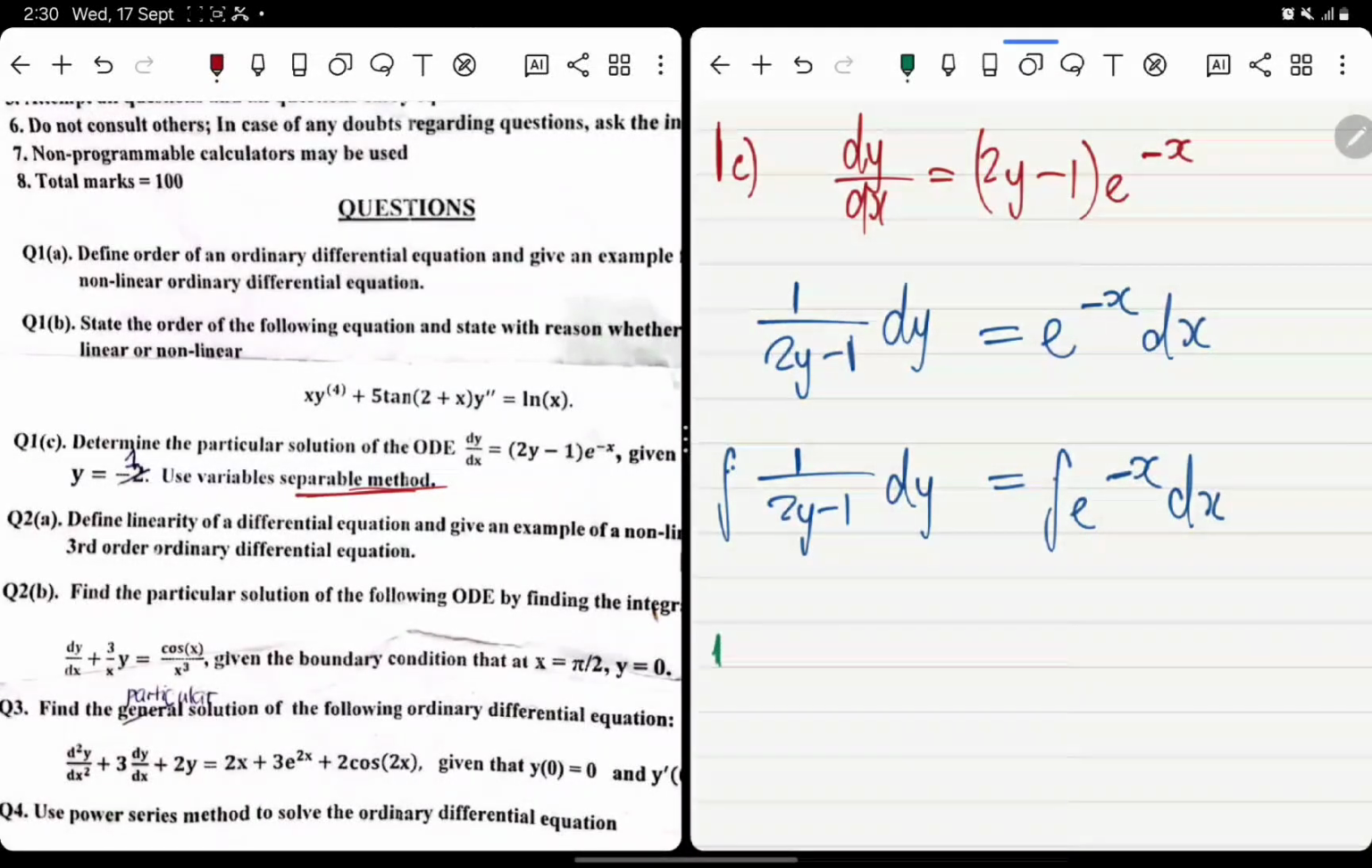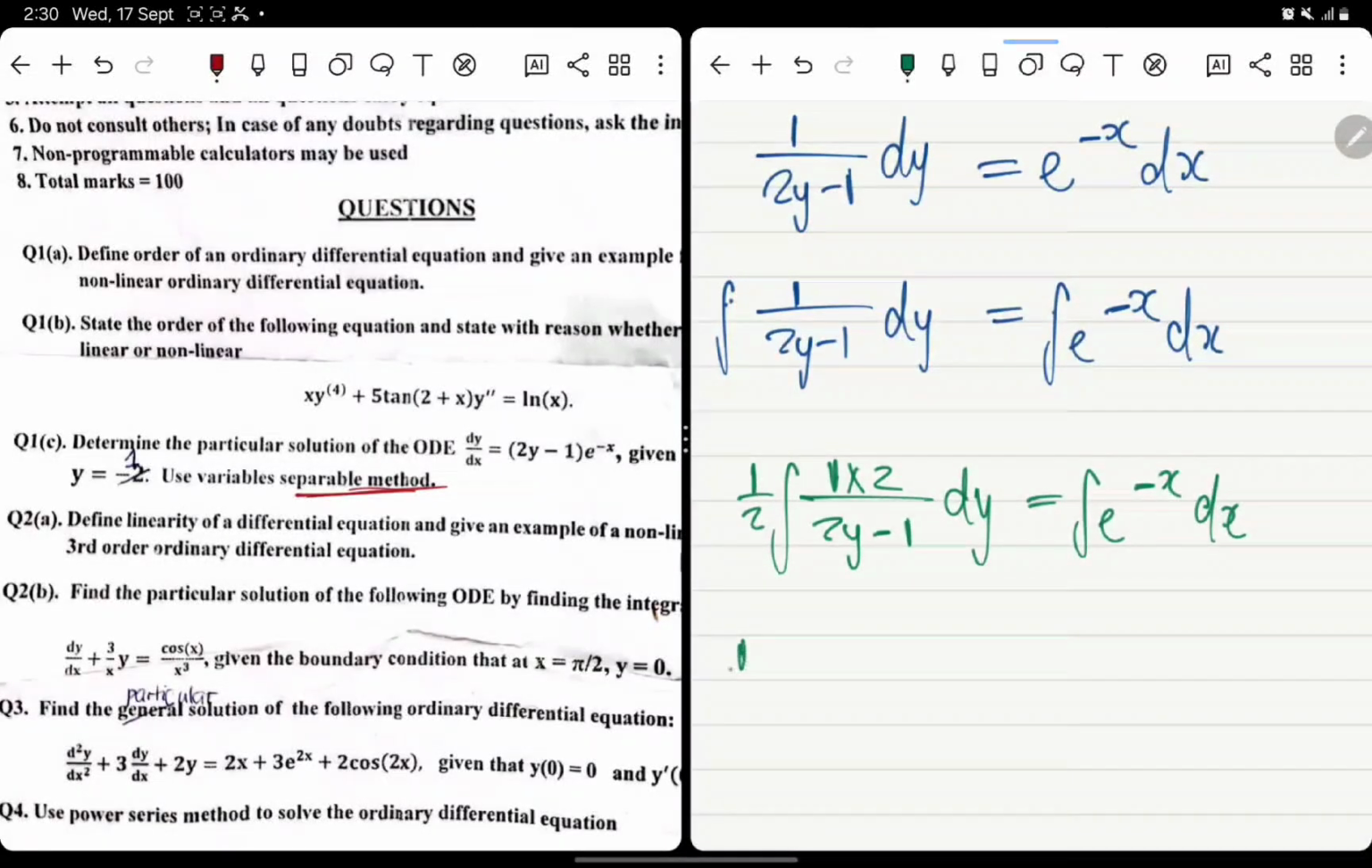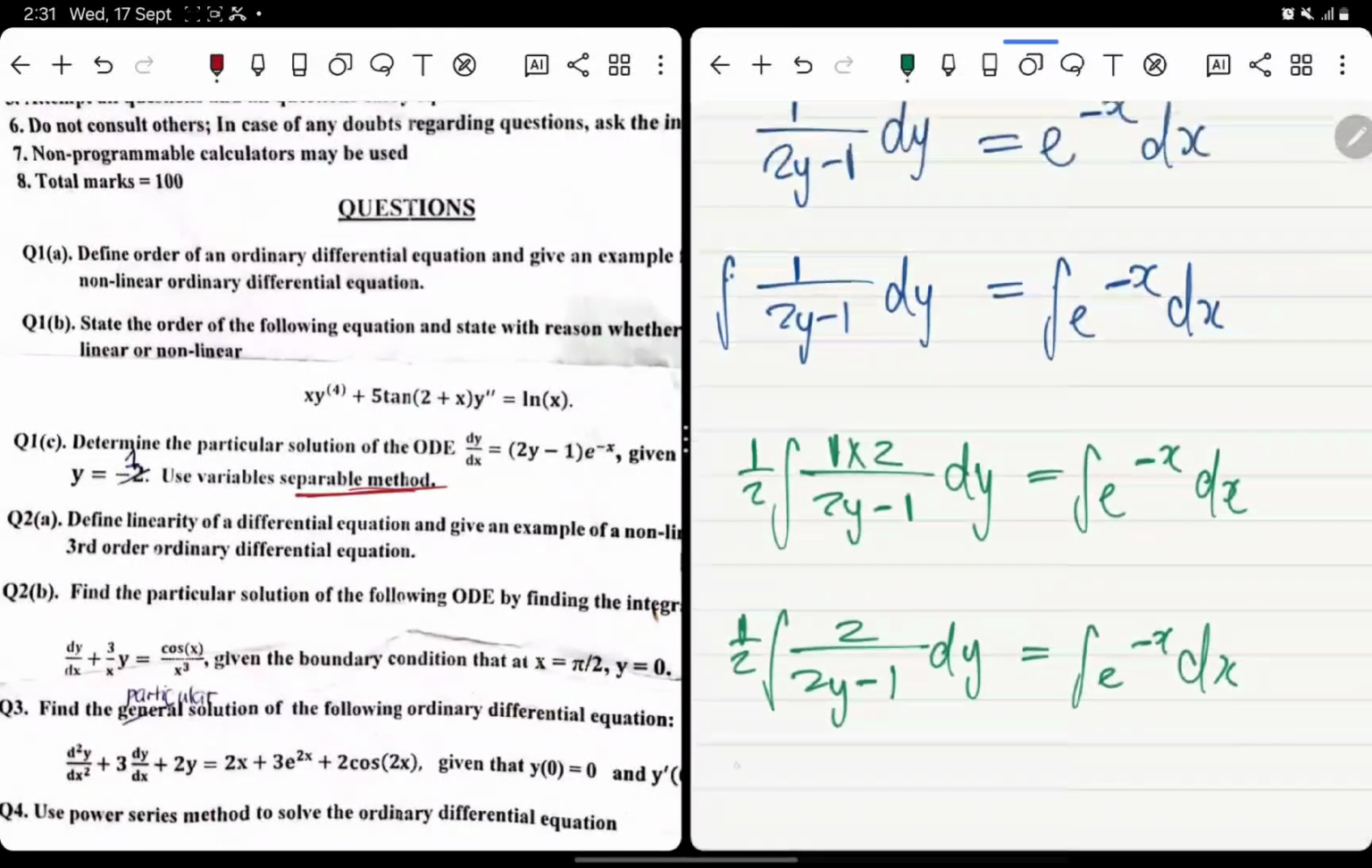So here I'm going to say half, the integral of 1 times 2 over (2y minus 1) with respect to y is equal to the integral of e to the negative x with respect to x. Now I'm going to have half outside. It's reversing what is happening inside. Inside we have multiplied by 2. So it's half the integral of 2 over (2y minus 1) with respect to y is equal to the integral of e to the negative x with respect to x. Now let's do the integrals. It's going to be now half the integral like this. When the top is exactly the derivative of the bottom, you just get the integral as ln of the bottom, ln of (2y minus 1).